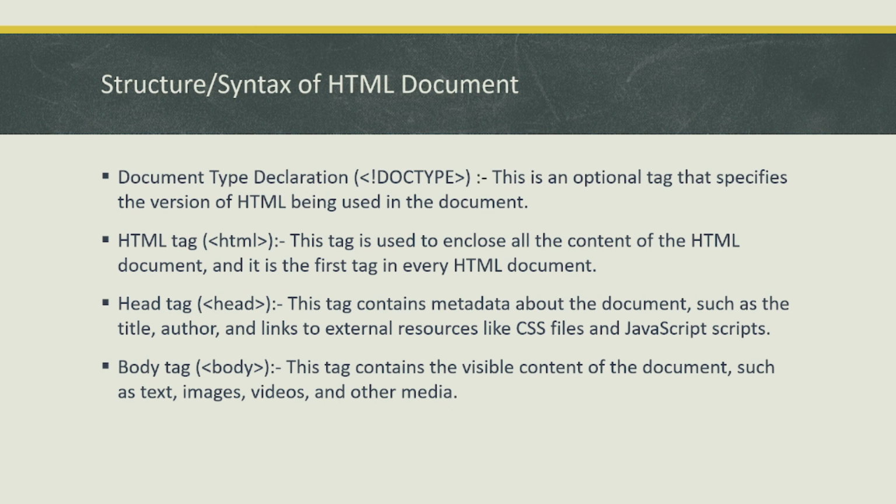The next one is the body tag. This tag contains the visual content of the document such as text, images, videos and other media. This means the body tag holds all the visual content on our website, like paragraphs, headings, images, videos, other media, anything that we will write in the body tag.